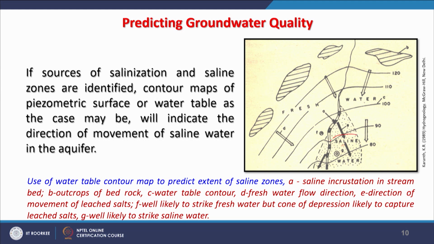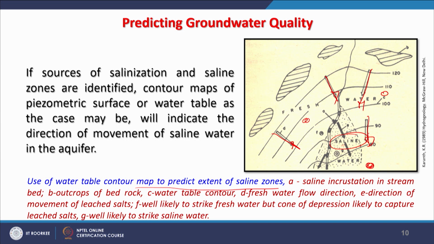That we know this is the source of saline water, this is the direction, because of the contours of water tables, these are the directions which have been identified. So, if a well is here, then it is going to have saline water, but if wells are here, then they will not have saline water. So, this is very important, the use of water table contours to predict the extent of saline zones.